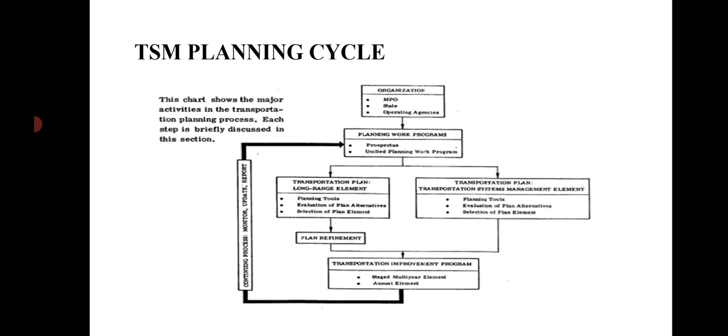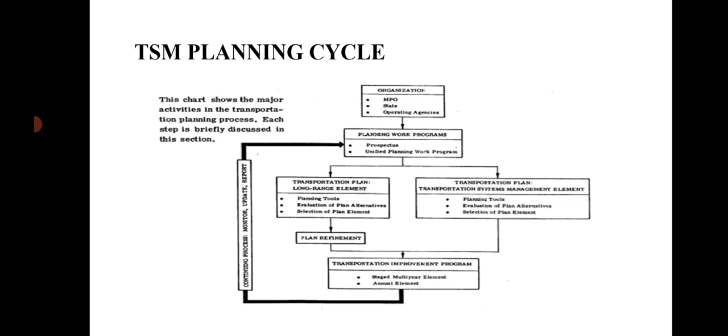So the work progress should be monitored and it should be proceeding simultaneously. Then transportation plan. So based on these planning work program, we have transportation plan, and transportation plan can be long range element and also there can be transportation system management element.